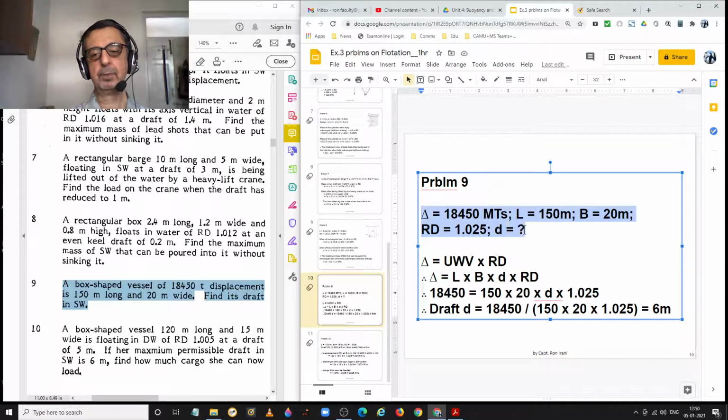Information given to us in the problem is this. Displacement is equal to underwater volume into relative density. Underwater volume is equal to length into breadth into draft, and therefore displacement is equal to length into breadth into draft into relative density. Out of all this, the only unknown is the draft.